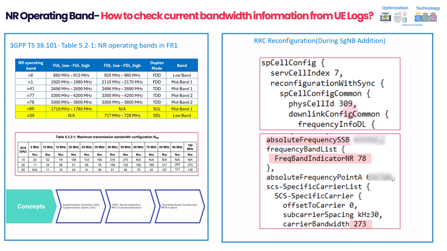So in the figure on the right here, as we discussed before in the previous session, this is how you can check the current NR band, for example, and which band is supported. Under the RRC configuration message during the SgNB addition, you will find, if you search for SpCell, the secondary primary cell configuration. Under that part, you'll find frequency information downlink. Under this, you'll find the SSB location or frequency and the frequency band indicator, which is N78 here, for example, and here is the bandwidth, and here is our carrier spacing. So this is how you can verify.